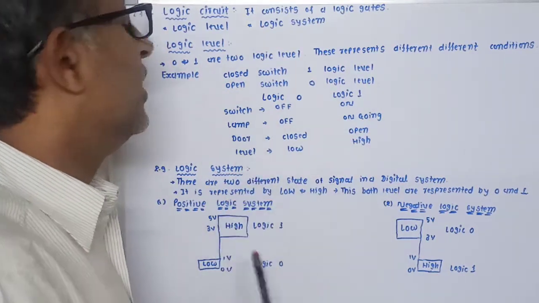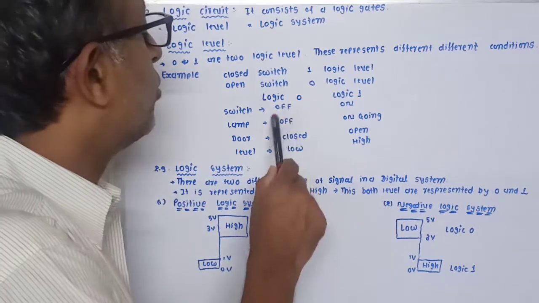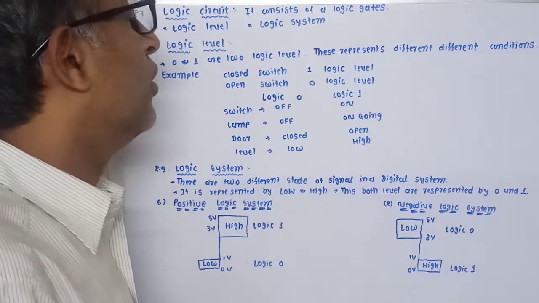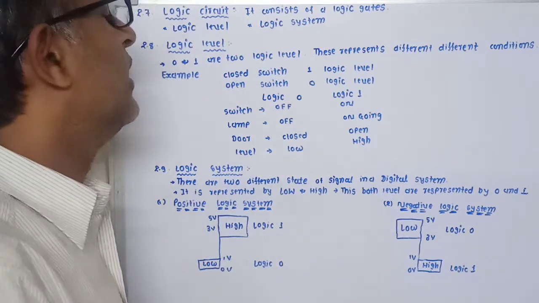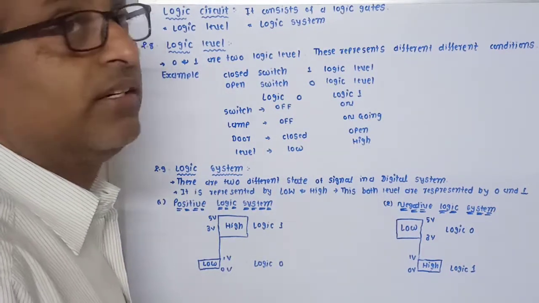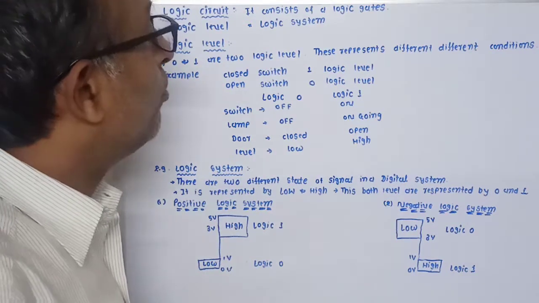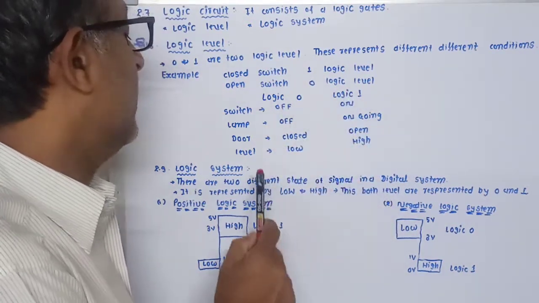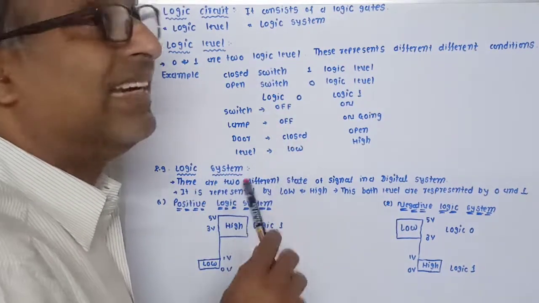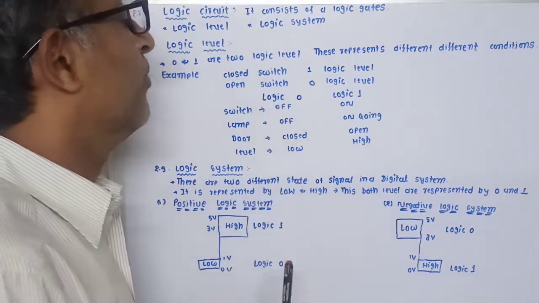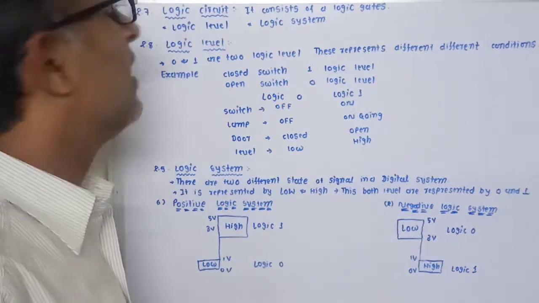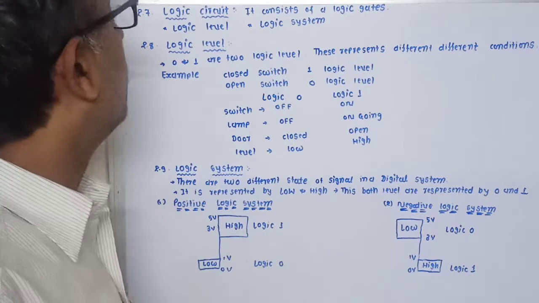Similarly for a lamp, if it is in the off condition, that represents logic 0. If it is on, it indicates logic 1. A door, if it is closed, is taken as logic 0. If it is open, it is taken as logic 1. Next is the level, which is also most important. When the level of the signal is low, we take it as logic 0, and if it is high, it is taken as logic 1. So these are the different examples of logic levels.